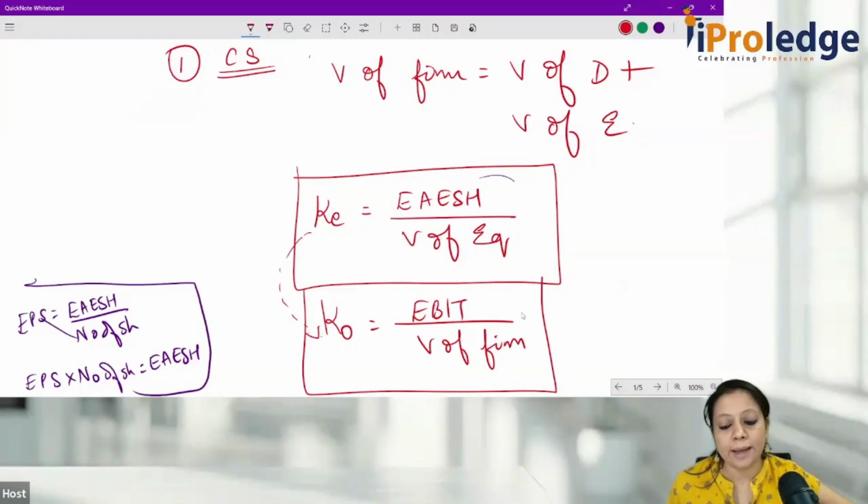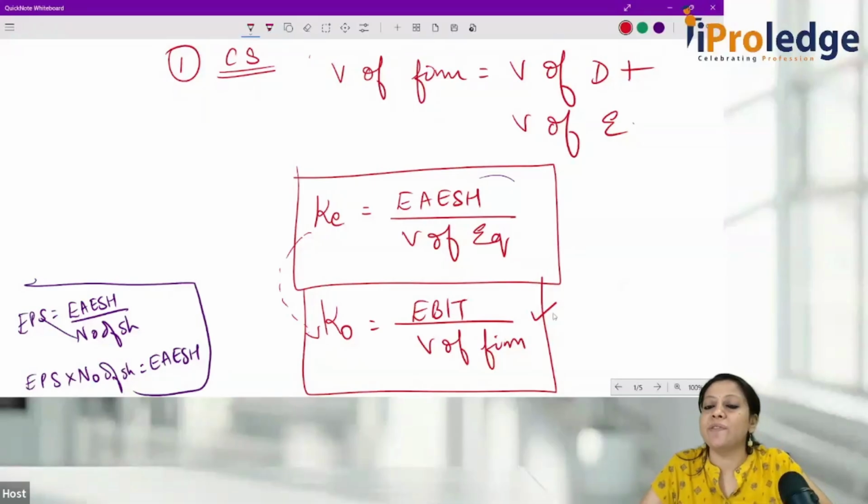So on very similar lines, we'll get this formula as well. That is EBIT divided by value of firm is equal to KO, which is the overall cost of capital. The other formula for value of firm is what? Value of equity plus value of debt is equal to value of firm. Okay. So this much we have all understood.